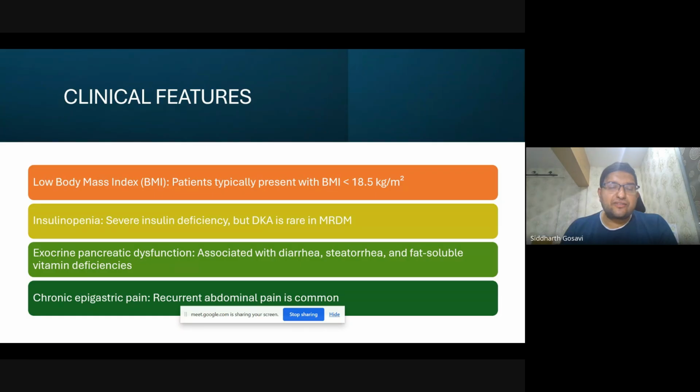So the clinical features of MRDM, there's a low body mass index. Patients typically present with BMI less than 18.5 kg per meter square. There's severe insulin deficiency, but DKA is extremely rare in MRDM. Exocrine pancreatic dysfunction associated with diarrhea, steatorrhea, and fat-soluble vitamin deficiencies. There's also recurrent abdominal pain, which is very common in MRDM.